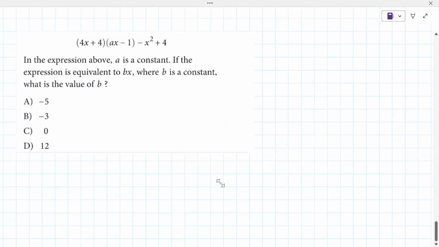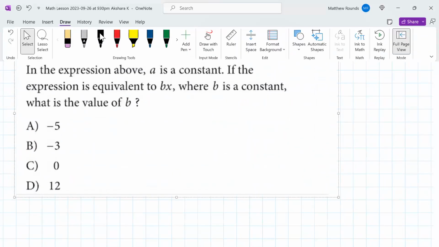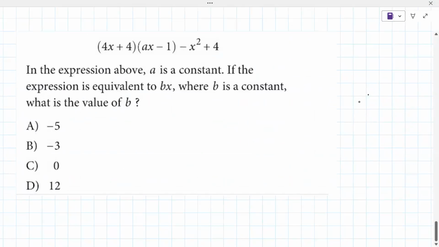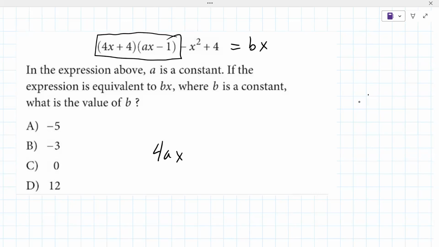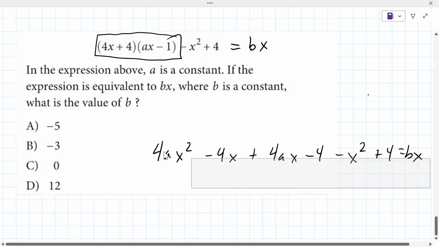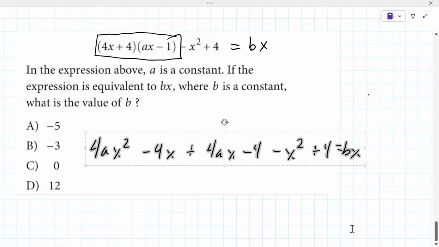Okay. It says in the expression above, A is a constant. Okay, great. If the expression is equivalent to bx, so I don't know why they don't just say that, but this is equivalent to bx, where b is constant, what is the value of b? So we need to FOIL and go from there. So it's 4ax squared minus 4x plus 4ax minus 4 minus x squared plus 4 equals bx.